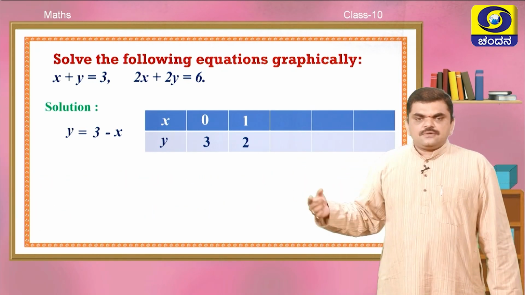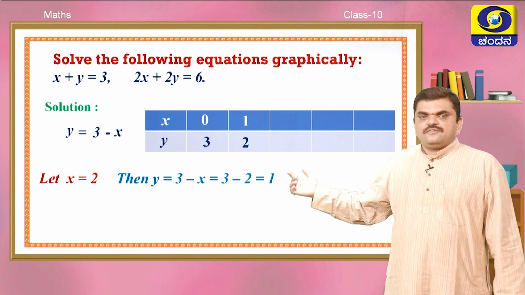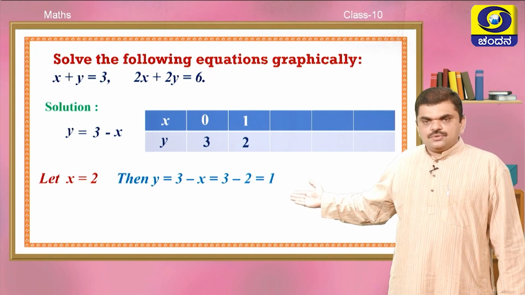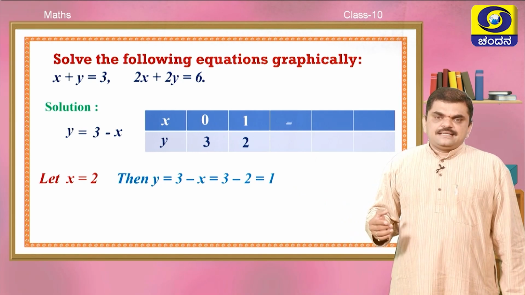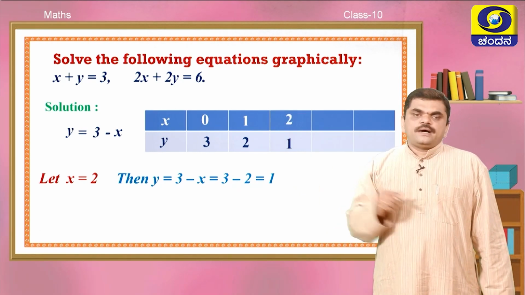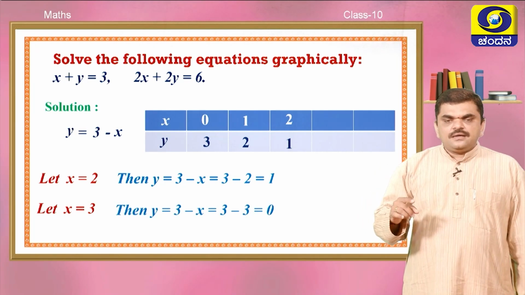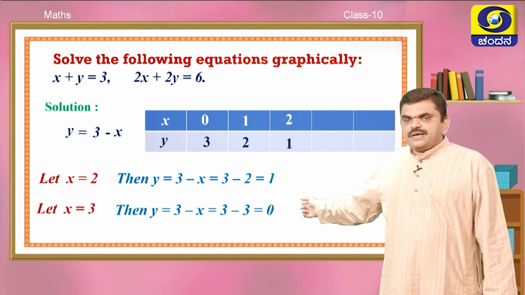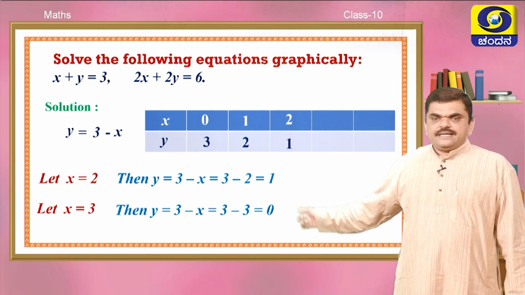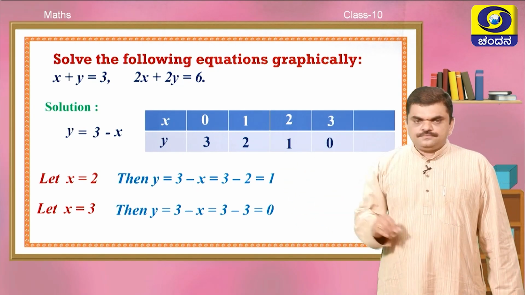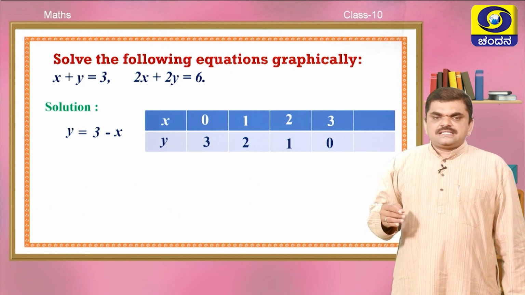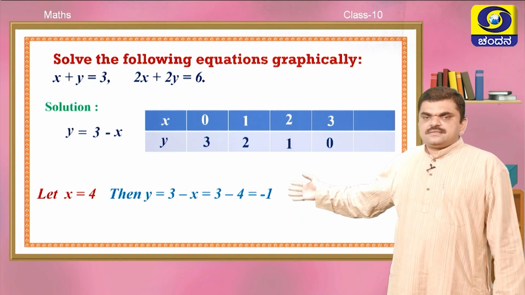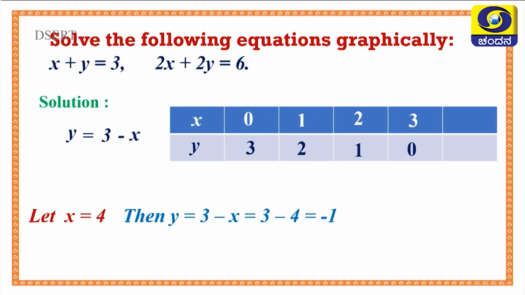Now x is equal to 2. When x is equal to 2, y becomes 3 minus x, that is 3 minus 2, which is 1. Yes, x is equal to 2, y is equal to 1. Now when x is equal to 3, y is equal to 3 minus 3, which becomes 0. So x coordinate 3, y coordinate 0. And again one more, x is equal to 4, then y becomes 3 minus 4, that is minus 1, children.